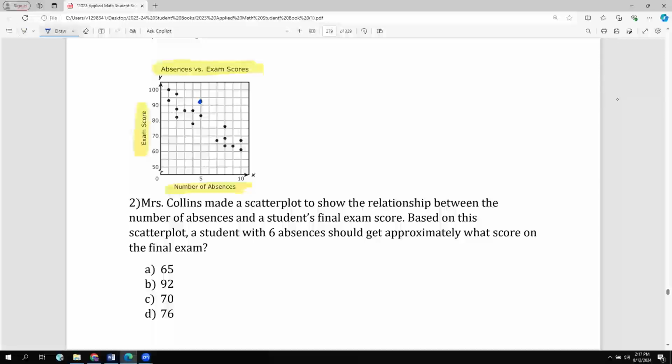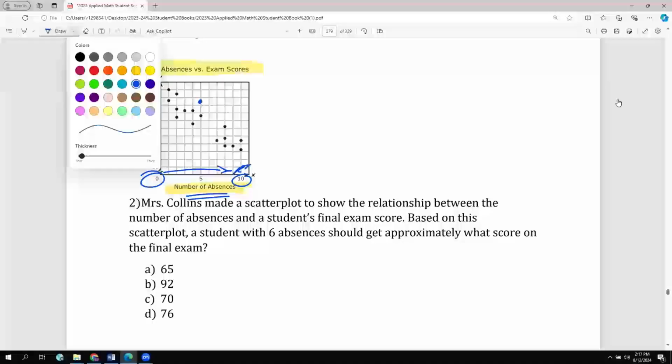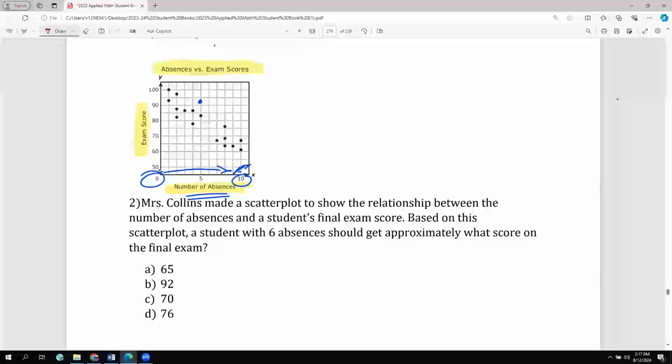Now, as you can tell, the number of absences starts over here at 0. And then as I move to the right, it gets higher, to 10. Exam scores, you can see they have the little break here, which is not showing all the way to 0. But you can extrapolate that that's the lowest point. So it starts low, and then it goes high.